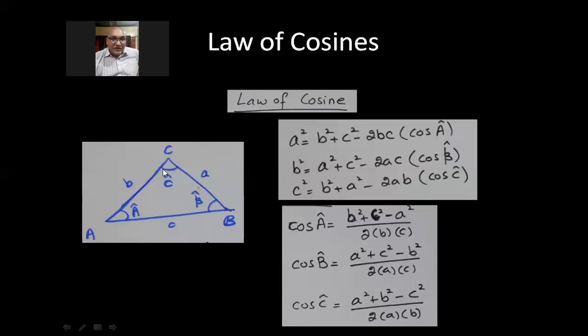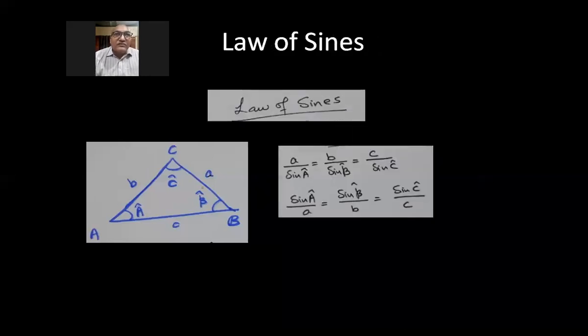For example, if you want to find out the angle C and you know all the three sides, then the formula will be cos of C equals a square plus b square minus c square divided by 2 multiply a multiply b. So these are the two shapes of this formula. We call it the law of cosine. Just remember this formula and the few tips which I have given to you. So let's move to the next part.